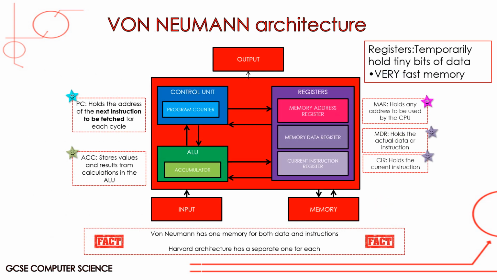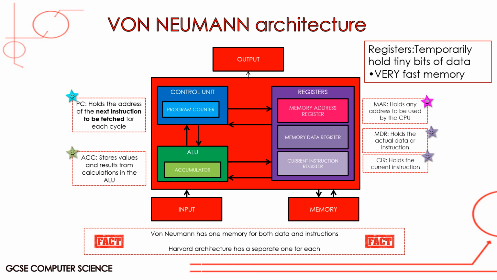Here is a diagram of the von Neumann architecture. Essentially what von Neumann means is there's one memory for both the data and the instructions to be stored in one particular place. Harvard architecture has a separate one for each. You just need to know that von Neumann has the data and instructions stored in the same memory.